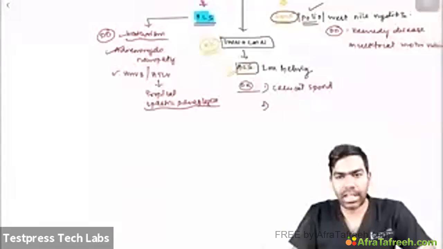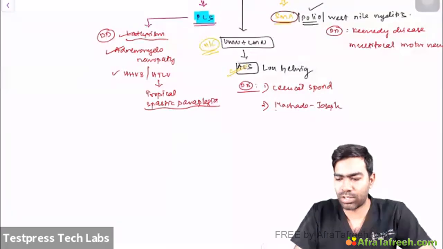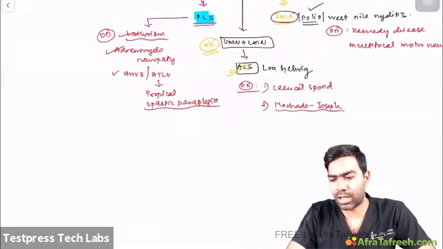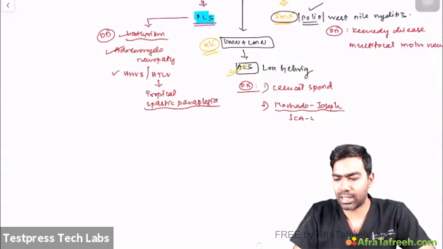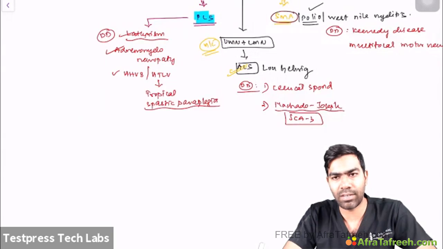And the second DD for ALS is Machado-Joseph disease. These are new terminologies, Machado-Joseph. So Machado-Joseph is basically SCA3, that is spinocerebellar ataxia type 3, which will have pyramidal features also. Along with that, they will have ataxia. It's one of the closest DDs for amyotrophic lateral sclerosis: Machado-Joseph disease, spinocerebellar ataxia type 3.